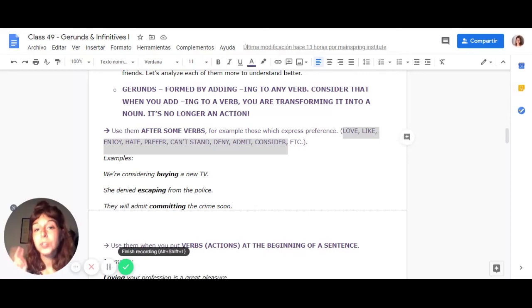Okay, this is part 2 of gerunds and infinitives. Okay, so now we're going to study what a gerund is and when we use it. Okay, en esta segunda parte vamos a ver qué es un gerundio y para qué lo utilizamos.